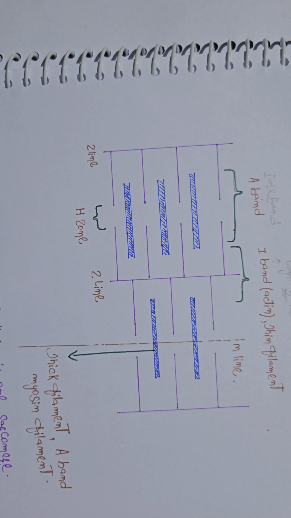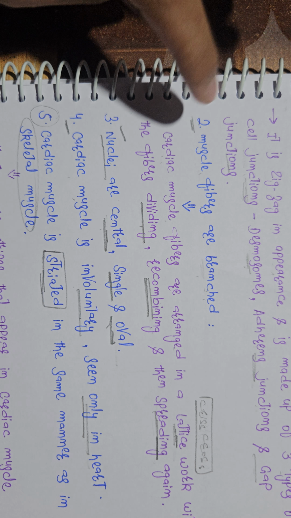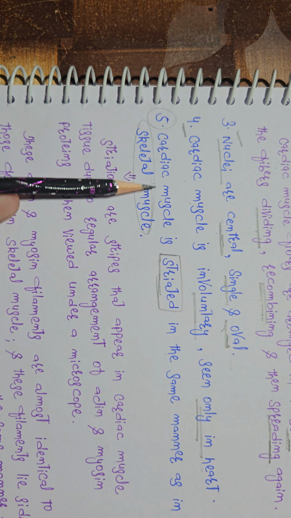Clearly, so we studied five anatomical characteristics. Number first is the presence of intercalated discs. Number second, the muscle fibers are branched. Number third, nuclei. Number fourth, cardiac muscle is involuntary. And number fifth, cardiac muscle is striated.